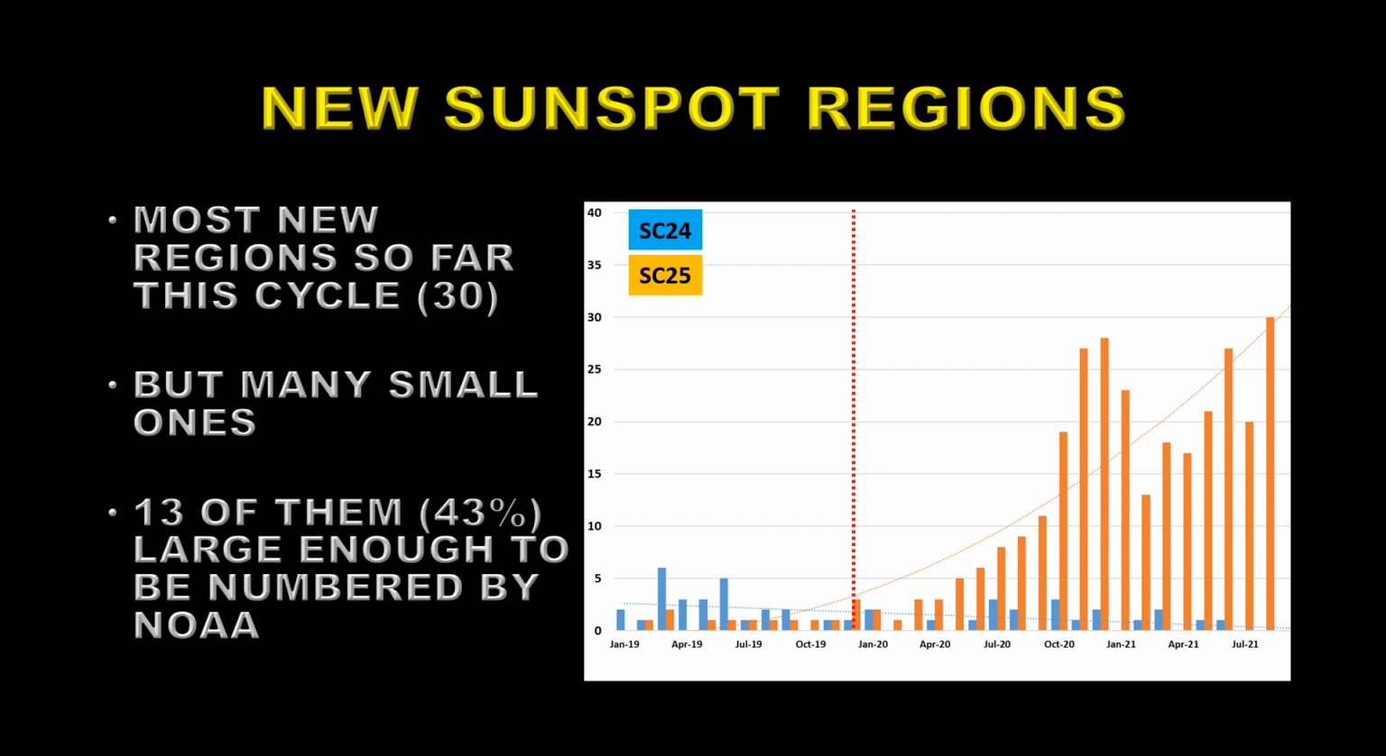This last month, August had the most new cycle regions so far this cycle at a number of 30. But many were small ones that didn't last very long or weren't large enough to merit any interest by the professional community. Only 13 of them, 43%, were large enough to be numbered by NOAA.